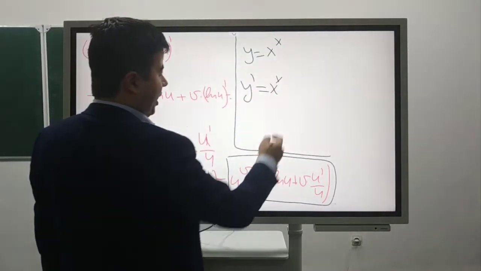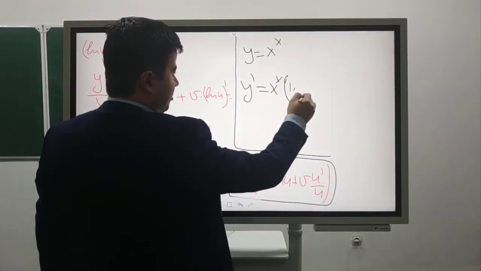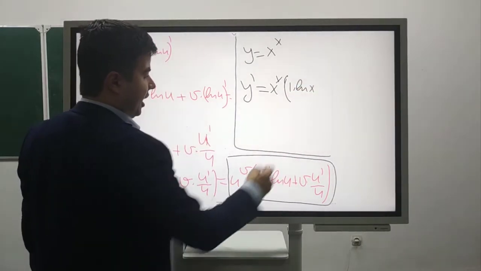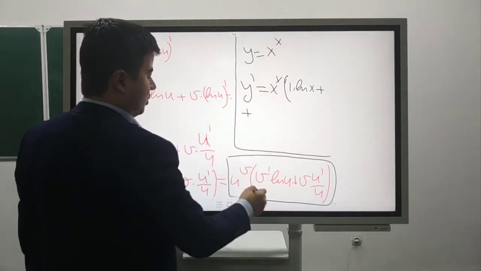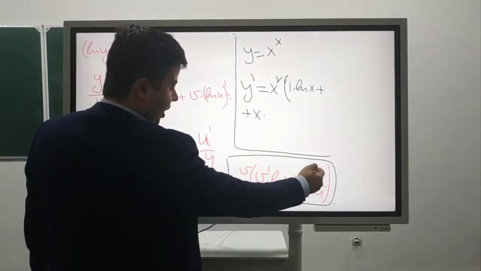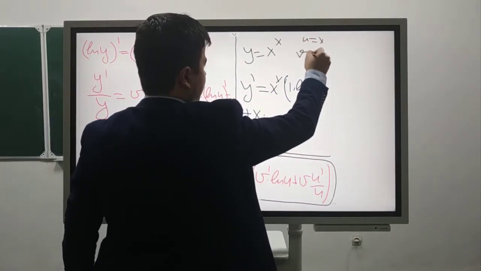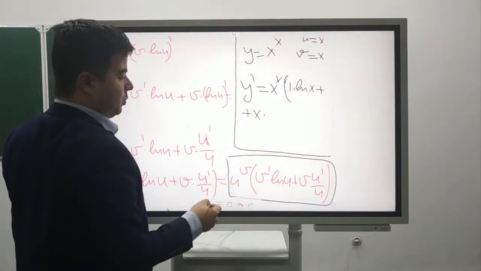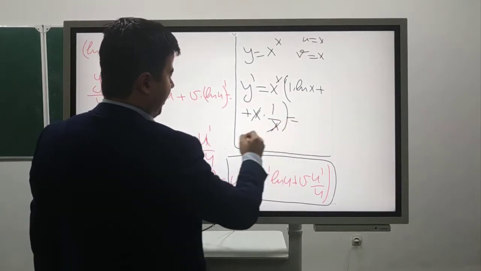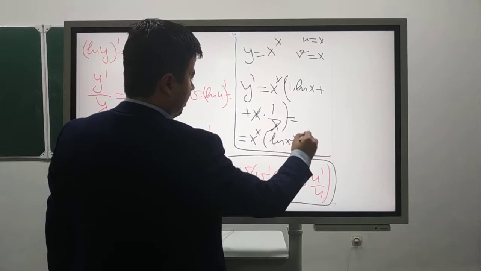So v prime is 1. 1 times natural logarithm of x plus v, it is x, times u prime over u, where u prime is 1. Our u is x, our v is also x here. So u prime over u is 1 over x. And we get here x the power of x, natural logarithm of x plus 1.